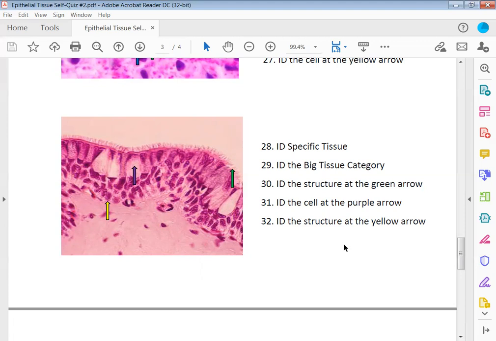Number 31, identify the cell at the purple arrow. Number 31, the cell at the purple arrow would be the goblet cell. Number 32, identify the structure at the yellow arrow.